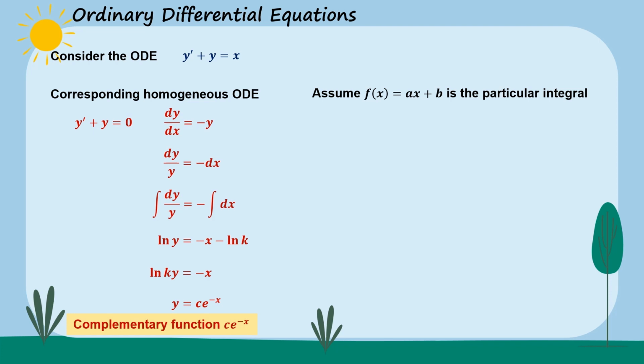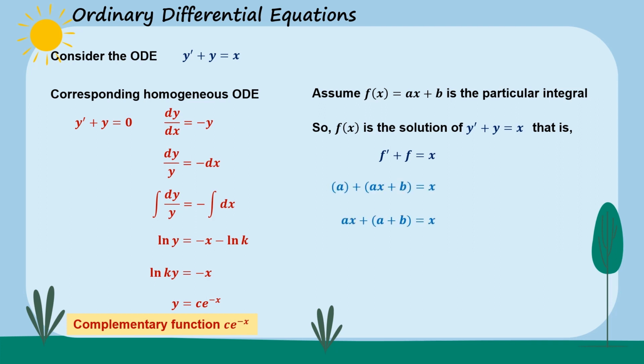Now, as this is a particular integral, it should satisfy the given equation, that y dash plus y equal to x. So we can find the value. What is y dash? Differentiating ax plus b gives the constant a. So if I do this differentiation and the basic arithmetic, we find ax plus a plus b is equal to x.